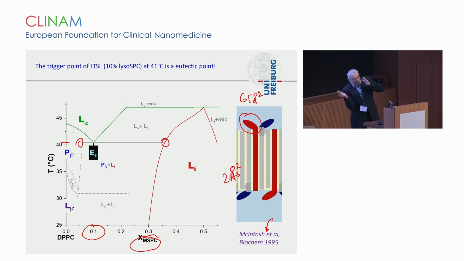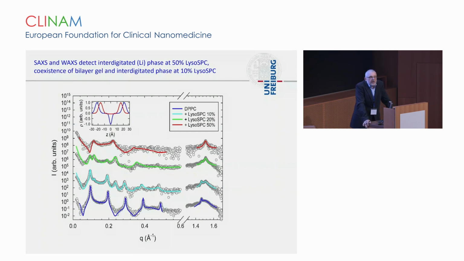You don't even need to tilt the chains. You get something very stable with an enormously high lysolipid content, but which is very stable, not leaky, everything fine. So this is more or less the idea what's going on. And of course, we checked the X-rays again at 50-50 content. We found pretty much what has been shown for a different lysolipid, C16, in this McIntosh paper 95.